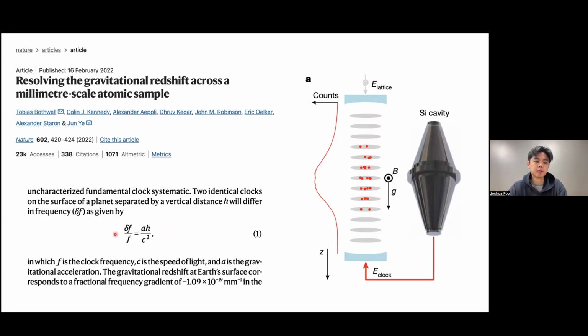And the difference between the frequency of a clock at the top of the lattice from the bottom of the lattice is given by this formula, which is maybe a bit hard to see, but it basically depends on the height difference between them. And so their measurements were consistent with the redshift predicted by GR.